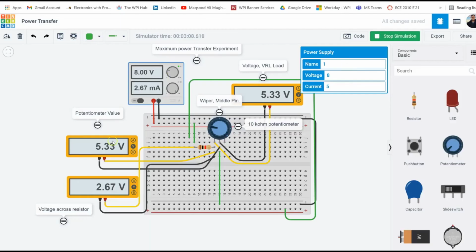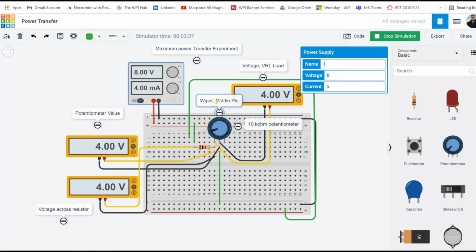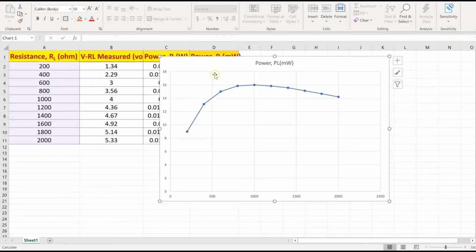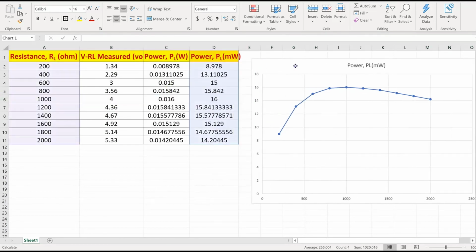Let's go back to Tinkercad. What is the value of the internal resistor? It is 1 kilo ohm, which is 1000 ohms. So the maximum power delivered to the load is when the resistance here reaches that of the internal resistor. If I set this to 1 kilo ohm here and measure the voltage now, this is going to give me 4 volts, and this is the max. This is where I get maximum power, 16 milliwatts.